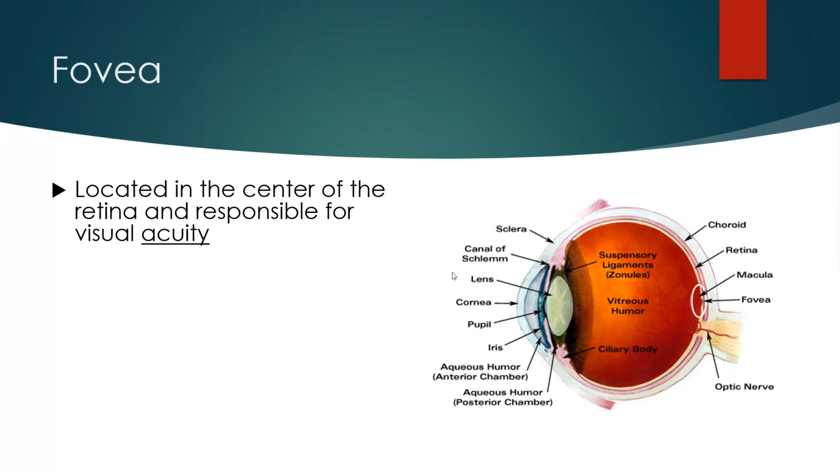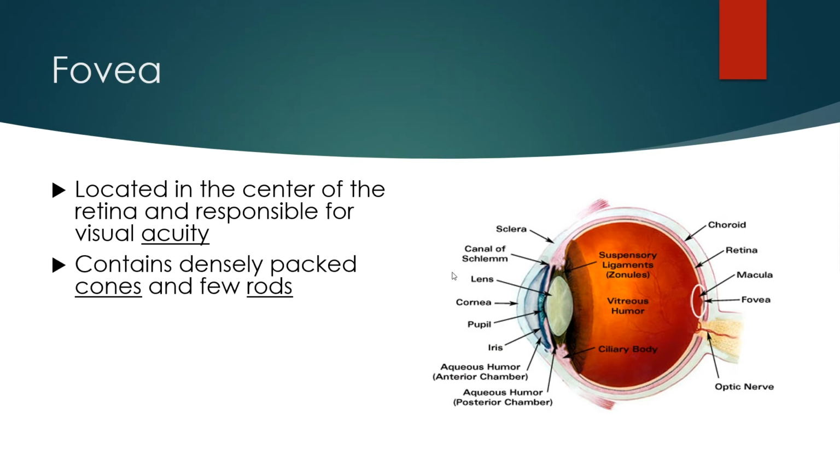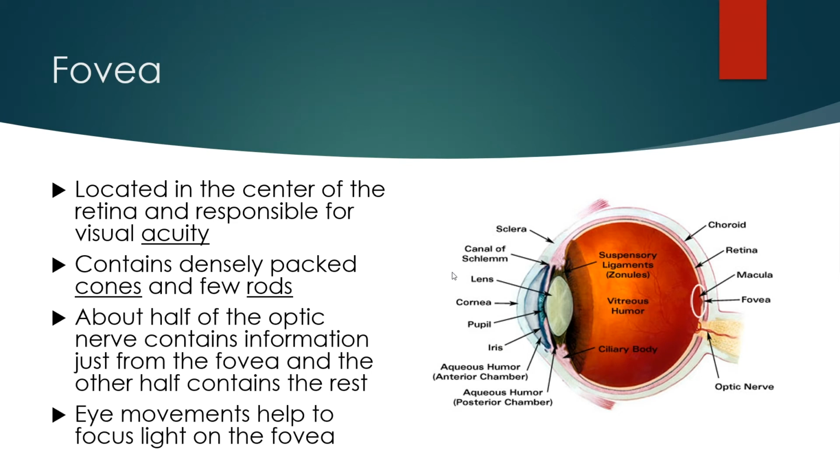So getting into the fovea. It's located in the center of the retina. Like we've been talking about, it's responsible for our ability to distinguish between different items. This is building on what I was just talking about. Half of the optic nerve contains information from just the fovea, which is huge. You have this whole portion of the retina, and over half of the information going to the brain is coming from that one tiny little divot right there.